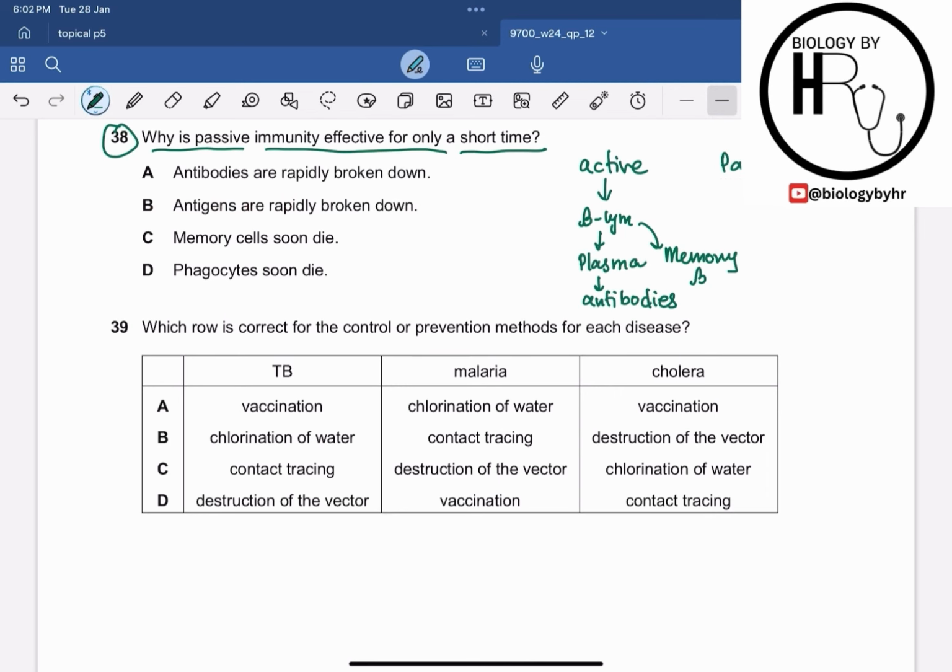And in the passive immunity, basically the antibodies itself are being injected into the body, and these antibodies we have studied in the chapter that they are proteinaceous in nature and they are very short lived and they die after some time. They die or they become digested by the body cells, right? So we can say over here that the answer should be antibodies are rapidly broken down. Option A is our correct answer. That's why the passive immunity is effective for only a short time, because the antibodies which are given are broken down and also no memory cells are produced to prevent against the infection if the same antigen enters in the future as well.